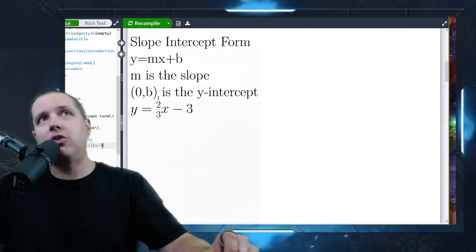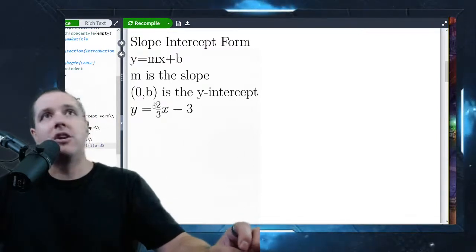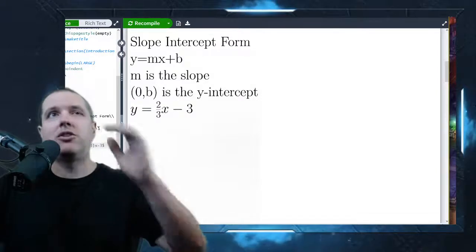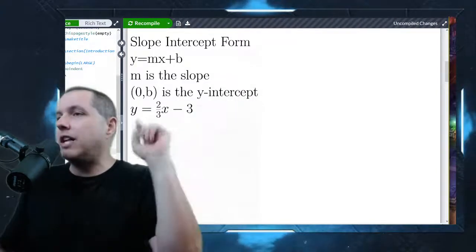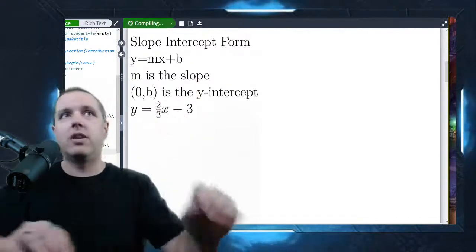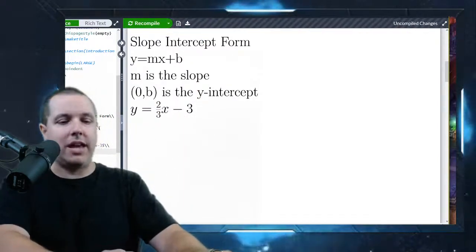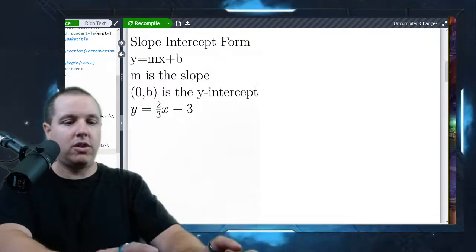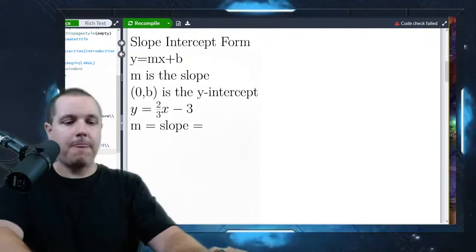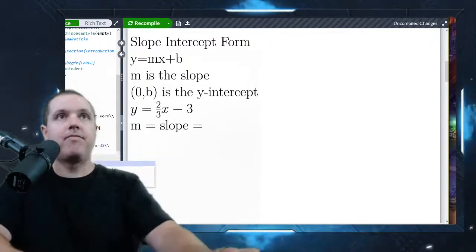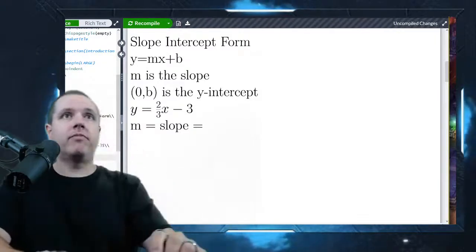The slope is your coefficient on x, right? That's the m. The m is the coefficient on x. 2/3 is my slope. Okay, so I know that. Notice I didn't calculate anything. All I did was look at the problem. So slope, let's write it as m equals slope equals, in this case, two-thirds. Okay, so I know my slope.